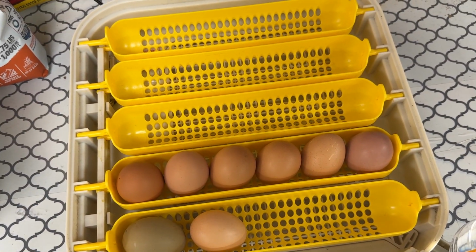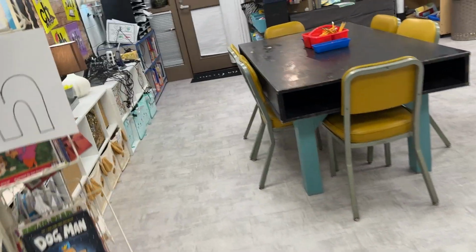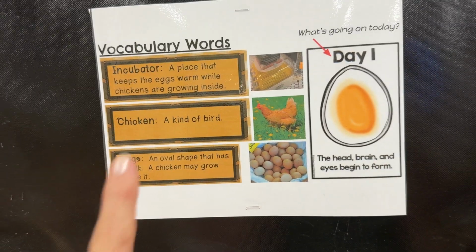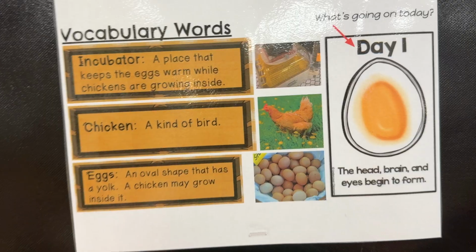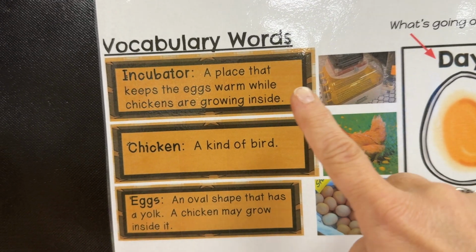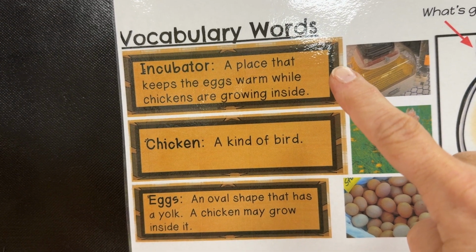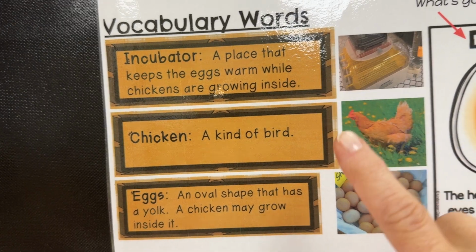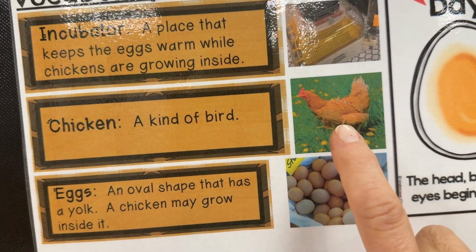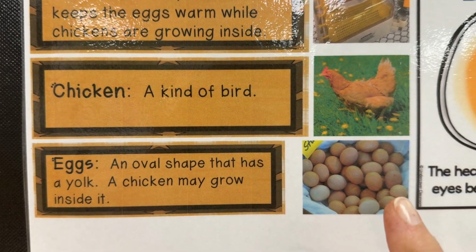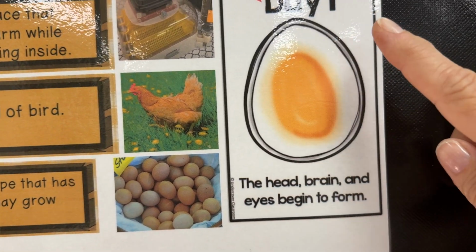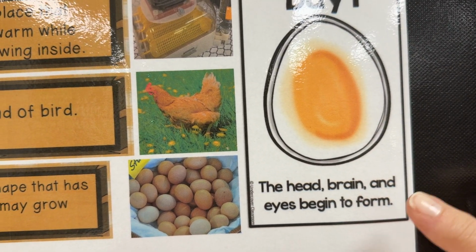The last thing I want to show you today before we get off is our very first day of vocabulary words. So if we look right here, we're going to be learning 3 new words today: incubator, chicken, and eggs. We're going to be learning about what the incubator is. It's a place that keeps eggs warm while the chickens are growing inside. A chicken is a kind of bird, and an egg is an oval shape that has a yolk, and a chicken may grow inside of it. On day 1, the head, brain, and eyes begin to form.